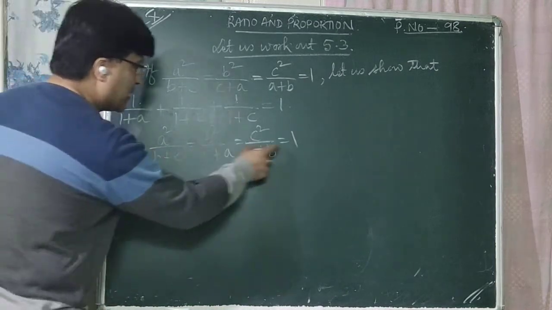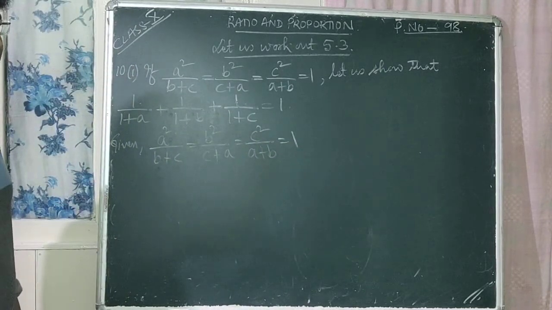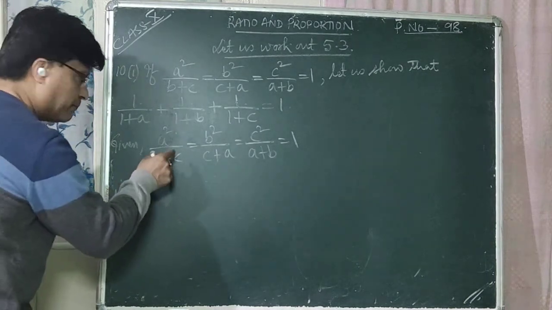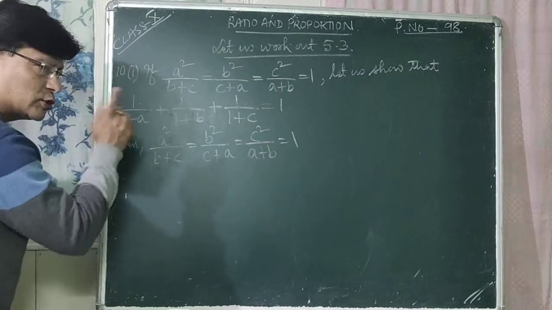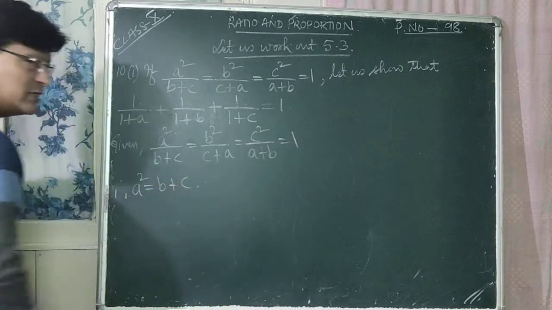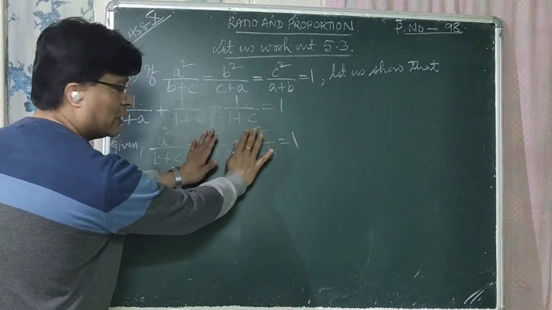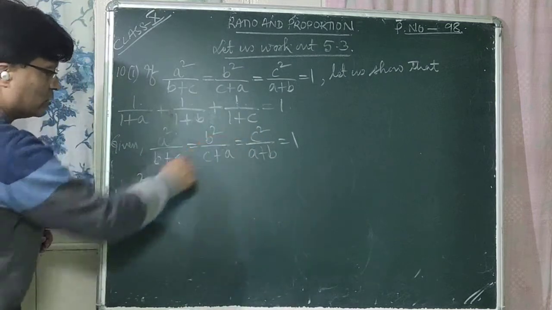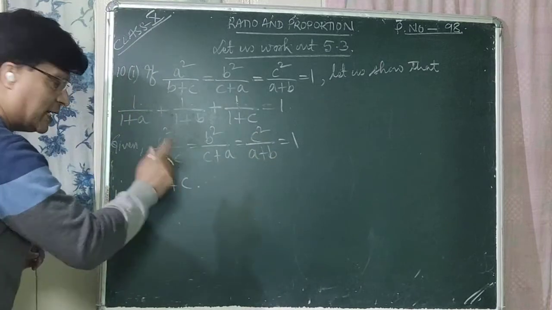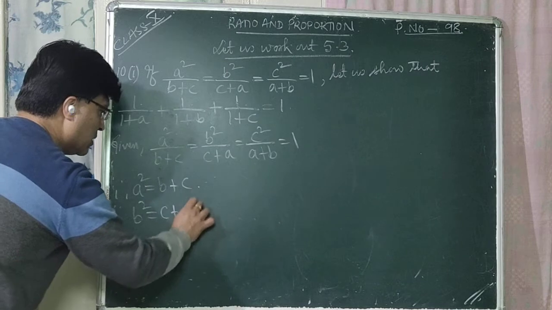Let us equate first and last, that is first and fourth, to get the value for a square by cross multiplication. If we equate first with last, by cross multiplication, what do we get? A square is equal to b plus c. Again, equating second with last, by cross multiplication, what do we get? B square is equal to c plus a.